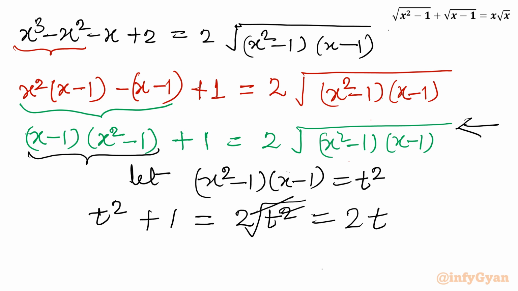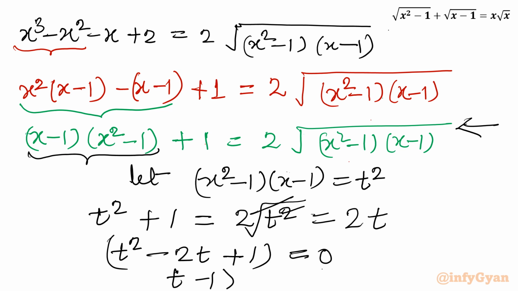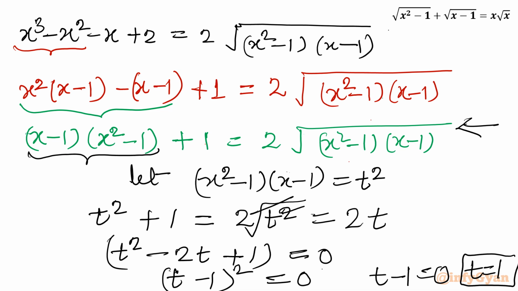Now let us take 2t to the left. So take away 2t from both sides. I will write t² − 2t + 1 equal to 0. This is one formula identity, (a − b)² = a² + b² − 2ab. I will write (t − 1)² equal to 0. So this means t − 1 equal to 0, so t equal to 1. The value of t equal to 1.